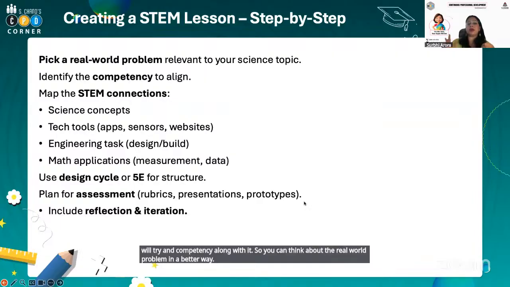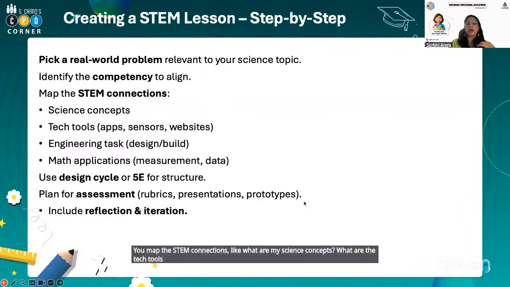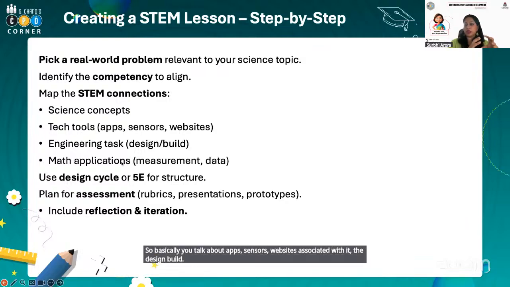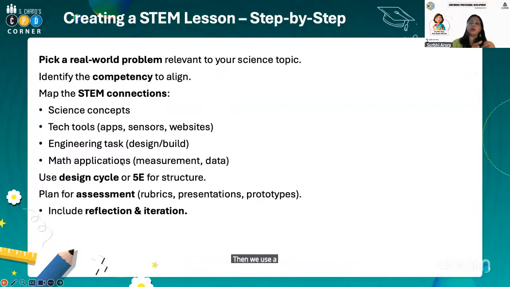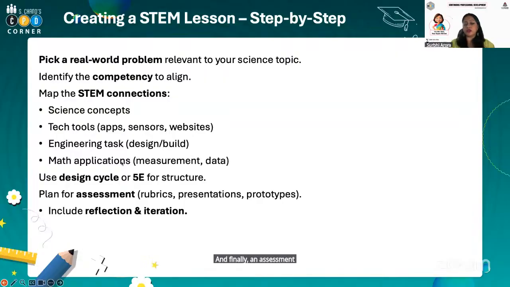You map the STEM connections, like what are my science concepts, what are the tech tools I'm talking about, the engineering tasks that you're going to work upon, and the math applications. So basically, you talk about apps, sensors, websites associated with it, the design build, the math applications, everything associated with the STEM connections. Then we use a 5E model, which talks about engage, then elaborate, and various steps in our 5E model that you will be working on. And finally, an assessment using rubrics or presentations or prototypes.